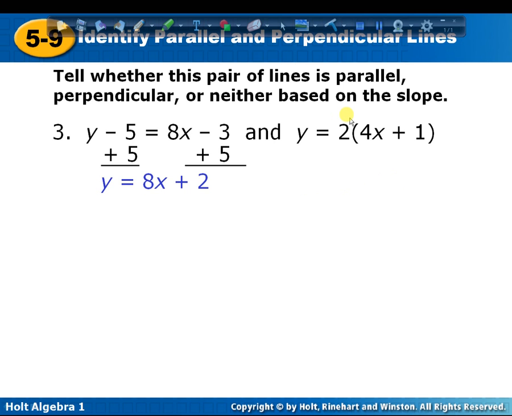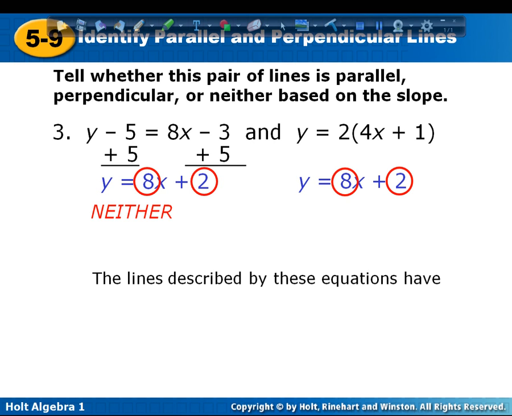On this side, I have to distribute the 2. So 2 times 4x is 8x, and 2 times 1 is 2. So now these are both in y equals mx plus b form. Now here, this one's a little bit tricky. They do have the same slope of 8, but they also have the same y-intercept. So these are not two parallel lines, they're exactly the same line, because they do not have different y-intercepts. They have the same slope and the same y-intercept, so we're going to put neither.